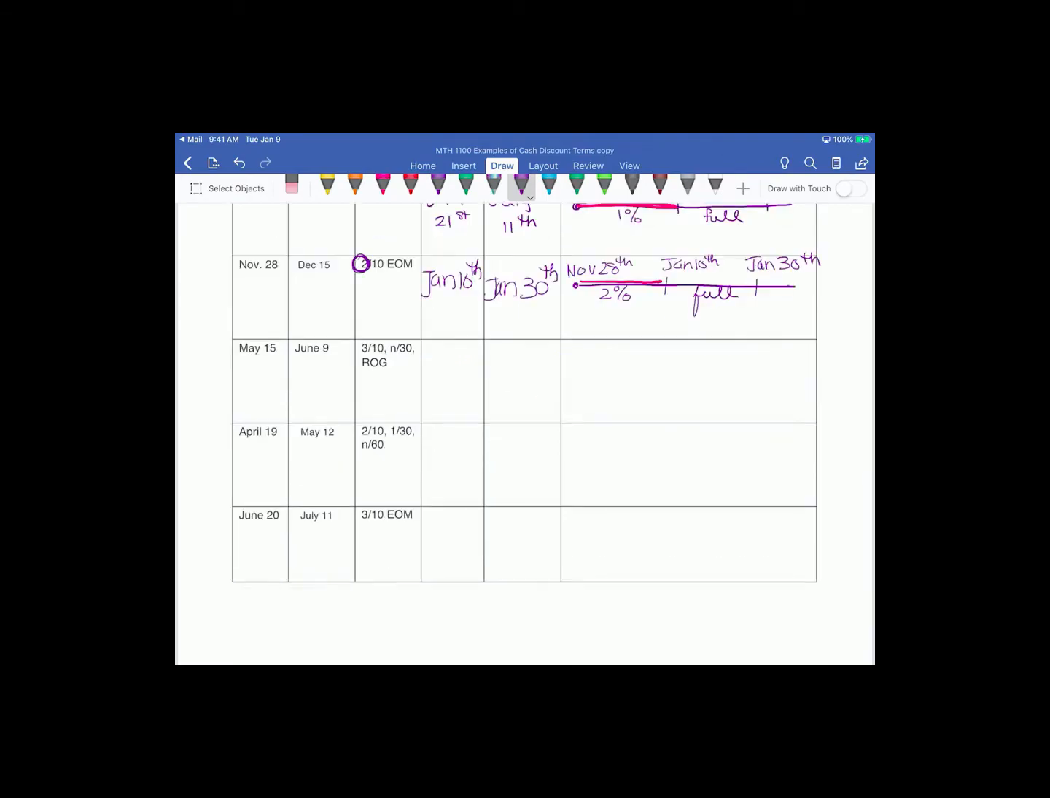Okay, the next example does say ROG, so that means we have to start the discount period on the date that the goods were received. So when I make my timeline, I'm going to start it on June 9th because that's when the goods were received.